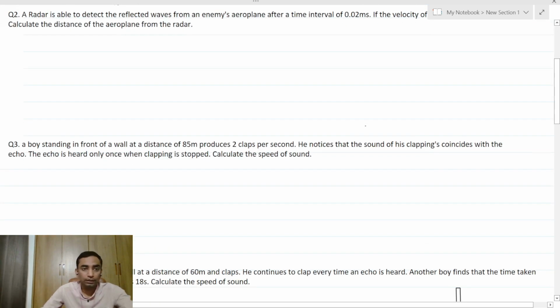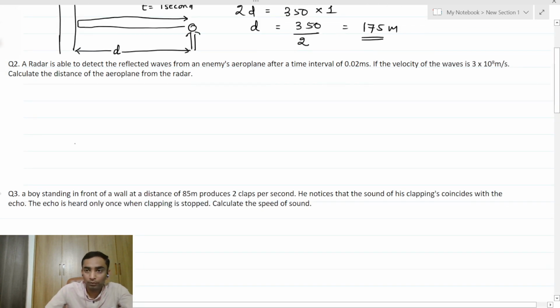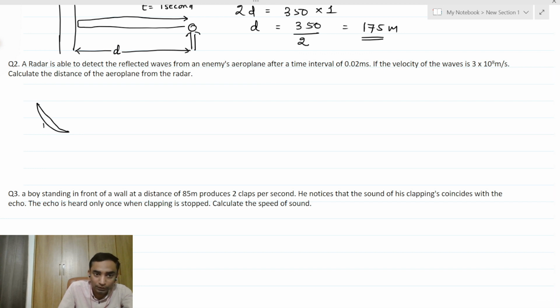Okay, now let us see question number 2. A radar is able to detect the reflected wave. So the problem would be something like this. Let me draw a small radar system which uses electromagnetic waves, and you might have seen in some of the movies that it would emit electromagnetic waves like this.